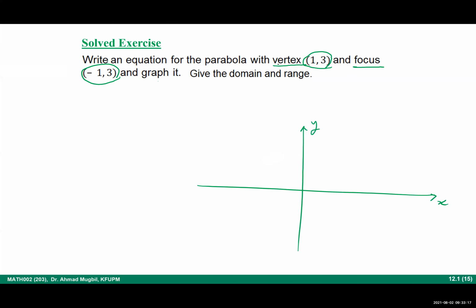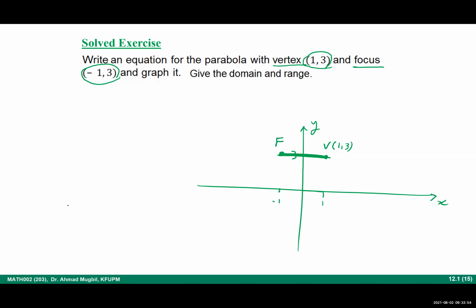So let's draw the vertex. The vertex is 1 and 3. So here it is. This is the vertex. This point, 1 and 3. The focus is negative 1 and 3, on the left side. Negative 1 and 3, so it is here. This is the focus. So now they are on a horizontal line.